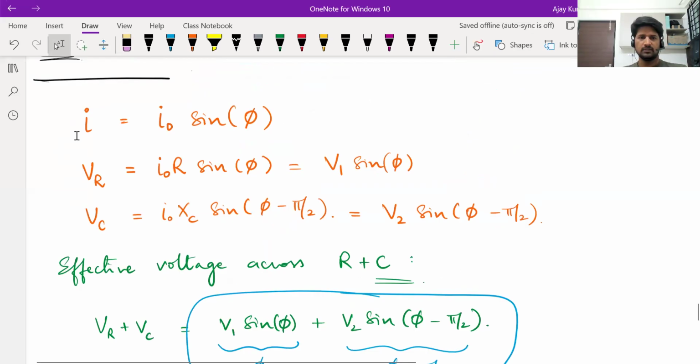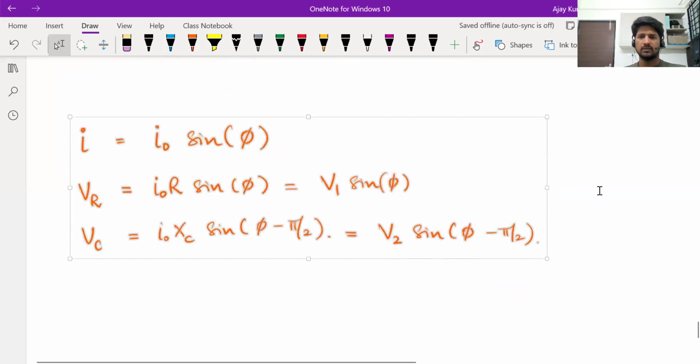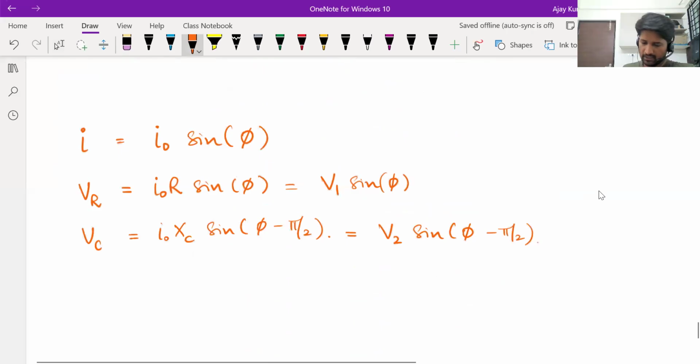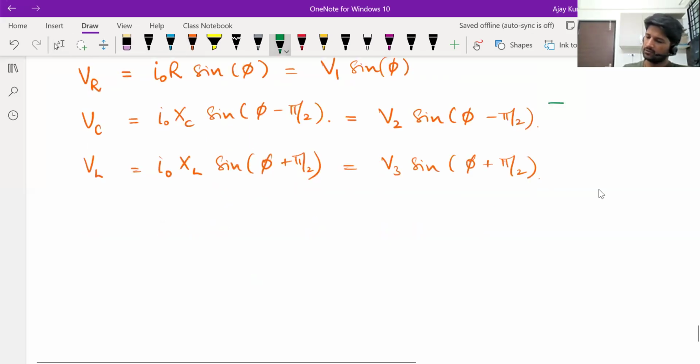Now, we know the VC equation, and we can write the VL equation also. It's quite easy for you now. It is I naught into XL sine phi plus pi by 2. Let's take this as V3 sine phi plus pi by 2. Now, suppose you are asked, what is the effective voltage across the capacitor inductor combination? You know it is VC minus VL. You know you have to subtract, but I'll just explain that in terms of that vector diagram.